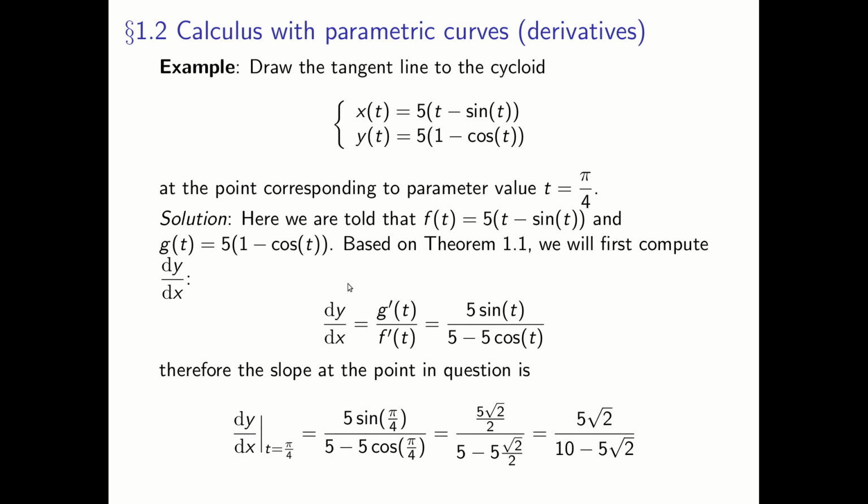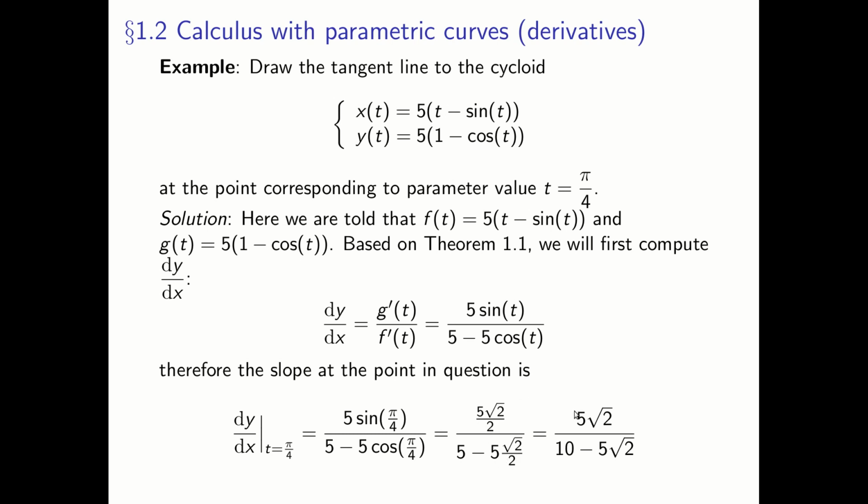So anyway, if this is our dy dx, then all we have to do is plug in the parameter into the derivative to find the slope. And we do, and it's a little tedious. You have to remember that sine of pi over 4 is root 2 over 2. Same with cosine. They're equal there. And we get this expression.